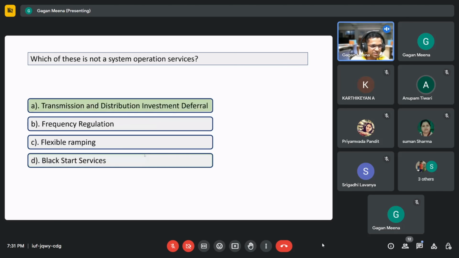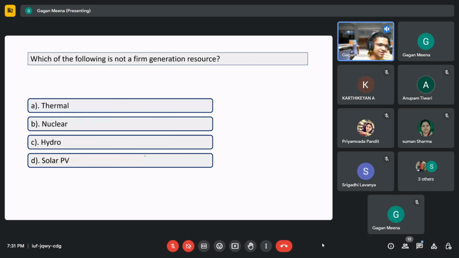Yes, this question is done. Next is this. Which of the following is not a firm generation resource? Which is the correct option? D is not firm. Rastol is base plant. Correct. So this is not firm. Solar, wind, these are not firm.